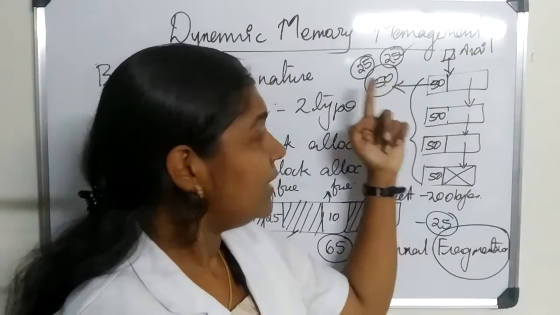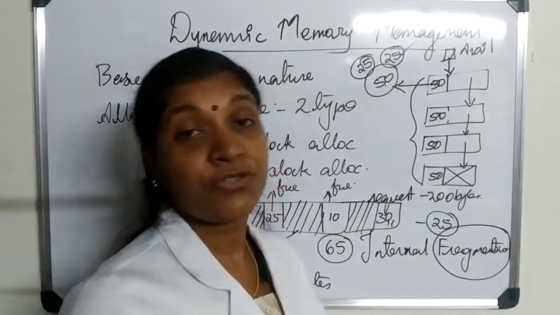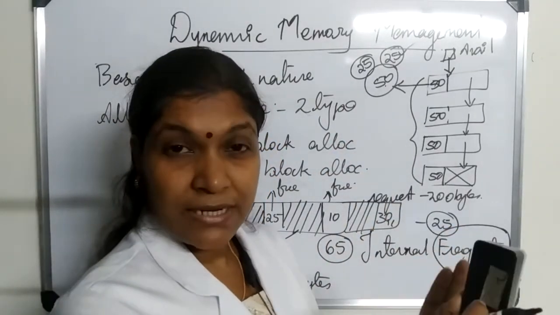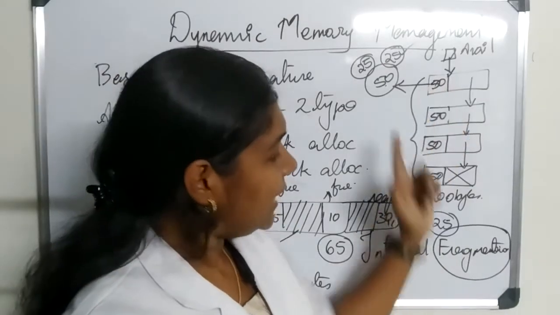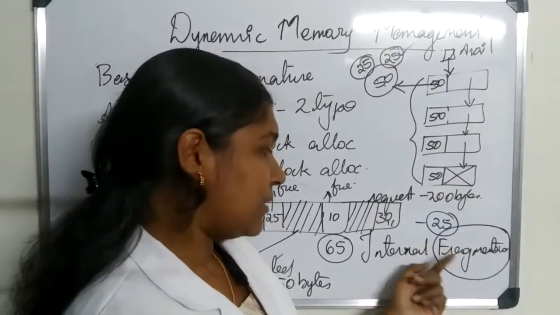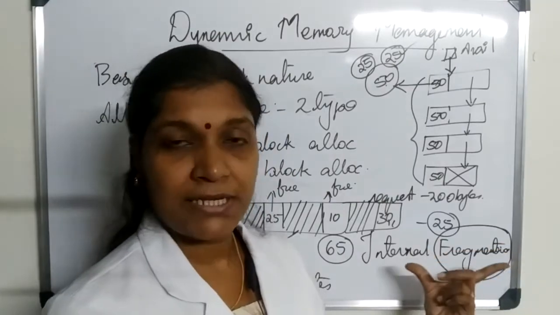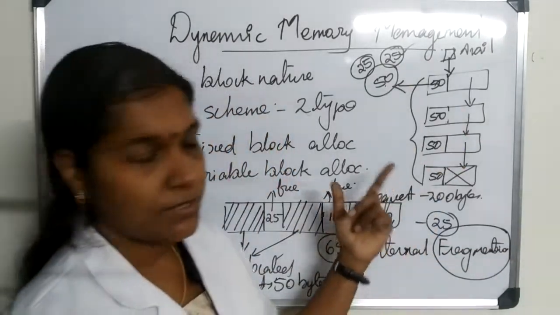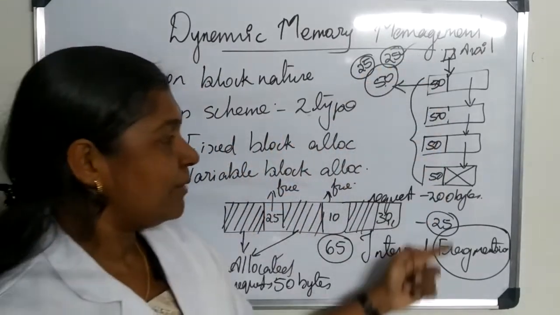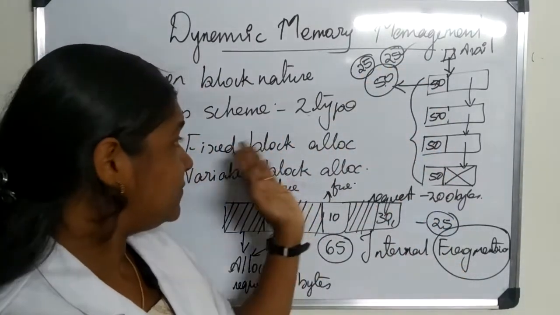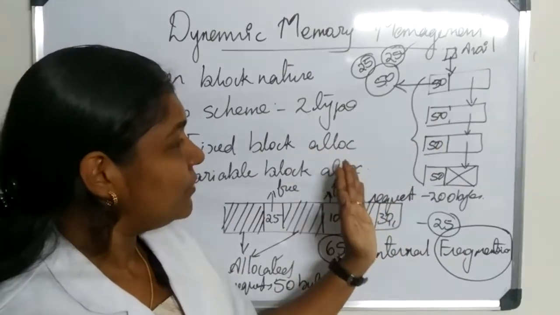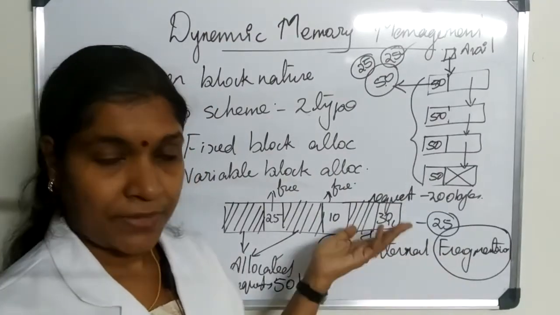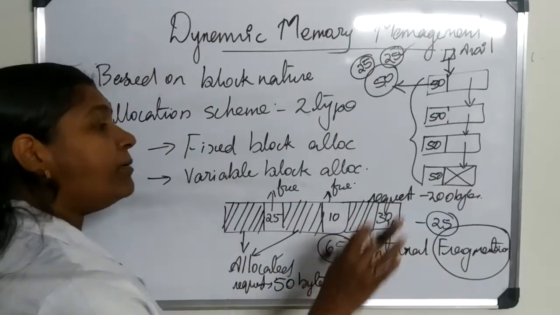This hole is because, during the allocation of memory, some residue part is left over. Because of that, one fragmentation is happening. That fragmentation is known as internal fragmentation. I hope that concept is clear. So that is fixed block allocation. If the free pool of memory is represented as fixed block size, then the algorithms used would be the fixed block allocation scheme and deallocation scheme. Then next is variable block allocation.